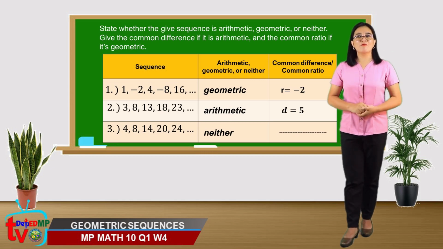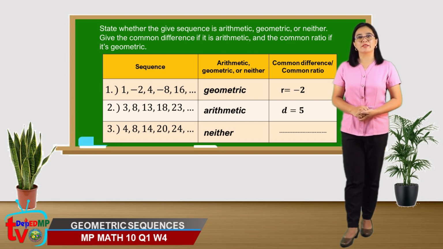Great! Now we know that an arithmetic sequence has a common difference while a geometric sequence has a common ratio.